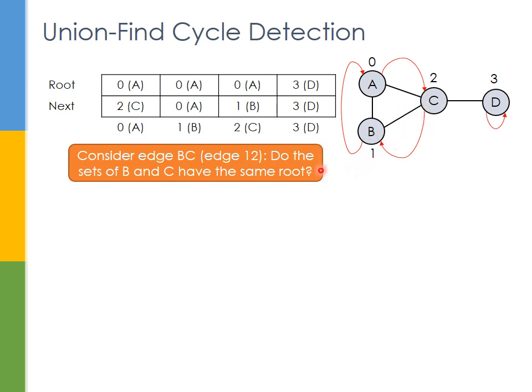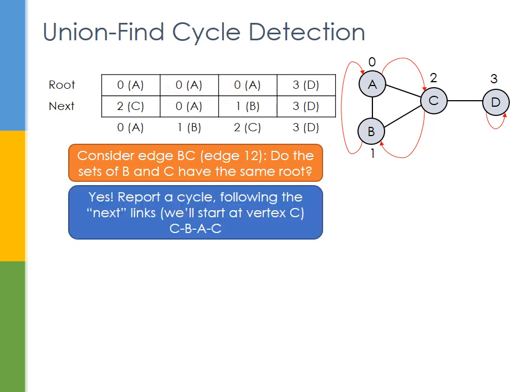So we need to once again determine, do they have the same roots? So we're looking at B and C, and we look at these roots and we see that they are both 0. So that indicates that we have found a cycle and we need to report it, and we do this by following the next links, and we will start at vertex C at this point. So we start off at vertex C, its next points to B, B's next points to A, and A's next points back to C again. And that is then the cycle that we have detected.